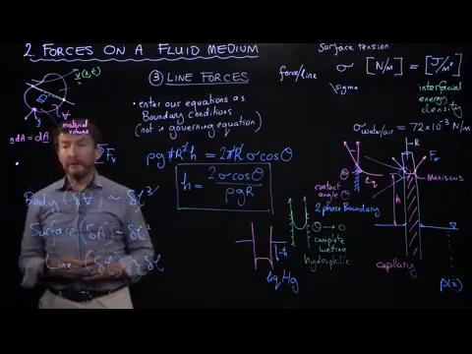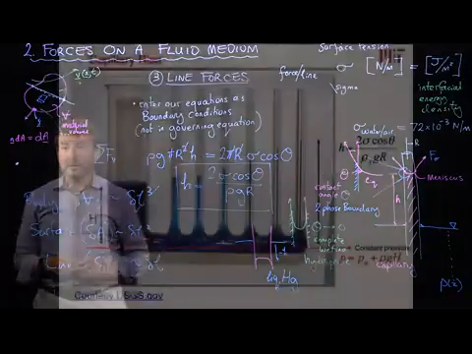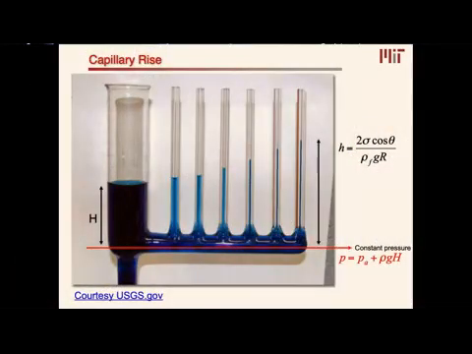So we're going to finally look at an example, and we're going to look at an example that we show here. And this is an example of capillary rise. You can see a series of tubes of different radii, and you can see that as the radius of each tube gets smaller and smaller, the height does get larger and larger.